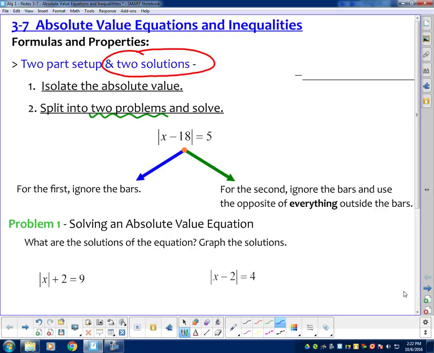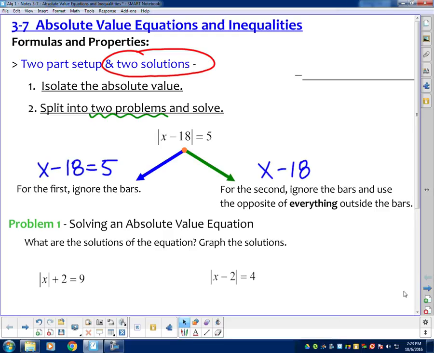The first equation, nothing inside the absolute value ever changes. Okay? So on the first equation, you're just taking the bars off. Jose, write this down, please. Anything inside of my absolute value never changes. So I have for my second side, x minus 18 now.